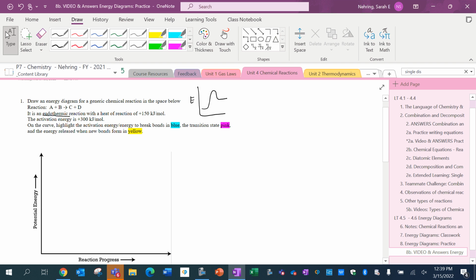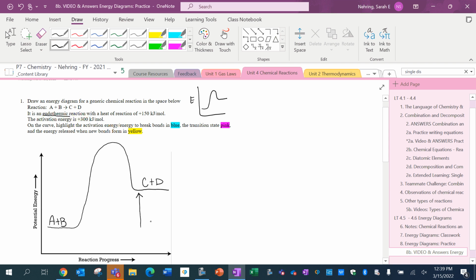Let's start filling this in. So we've got our starting energy of our reactants, and we know that the energy is going to go up some and it's going to go down some. This right over here is the reactant, so that's A and B. This over here is the products, that's C and D. And the reaction's endothermic, so notice how the products are higher in energy than the reactants. That's because it took energy in. So endothermic means there's an increase in energy.